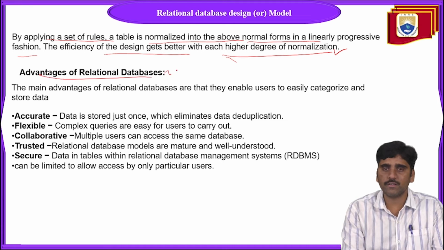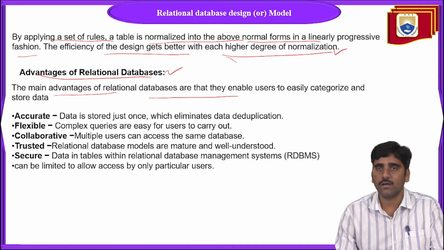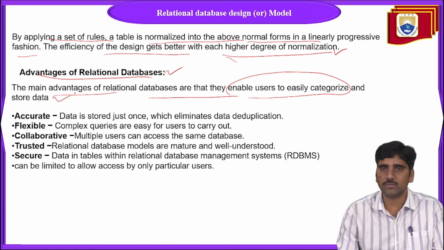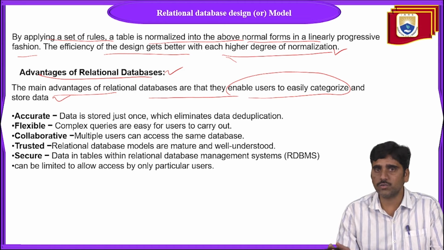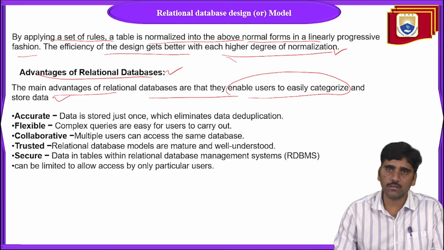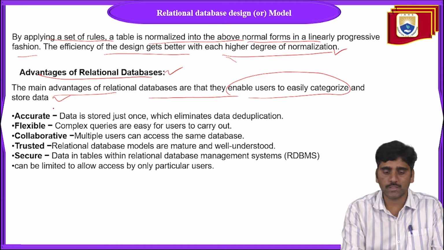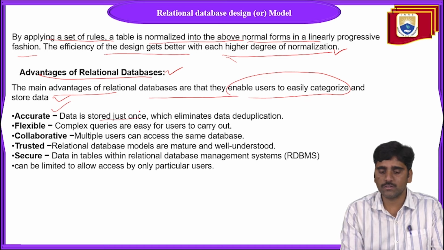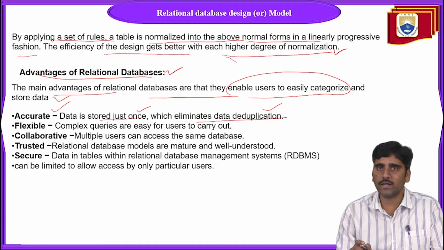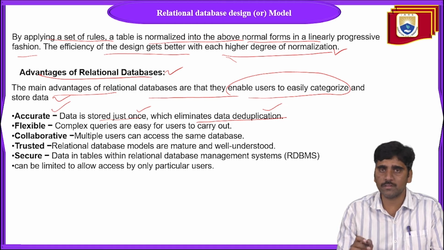So advantages of relational databases. The main advantages of relational databases are they enable users to easily categorize and store data. So that means it is easy to understand which users belong to the category of particular data, and it stores all the database users. So advantages are, first one is accurate. The data is stored just once, which eliminates the data duplications. That means only one data item is to be stored.